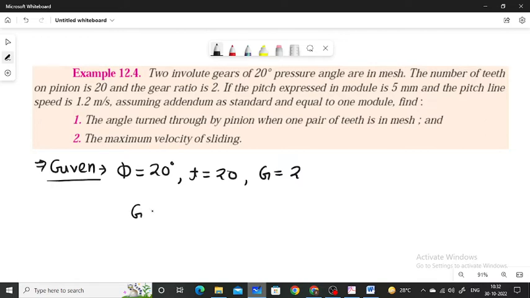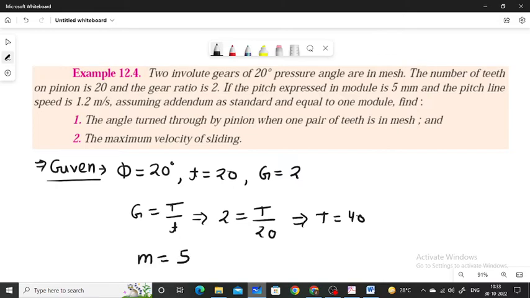We know that gear ratio is equal to the number of teeth on wheel divided by number of teeth on pinion. So from here, if gear ratio is 2 and the total number of teeth on pinion is 20, in that case total number of teeth on the wheel will be 40. Okay. Module is given 5 mm.